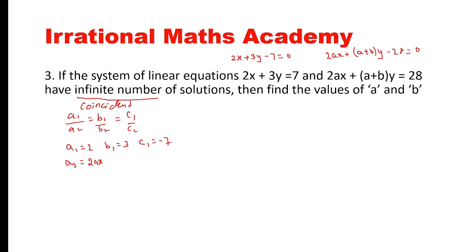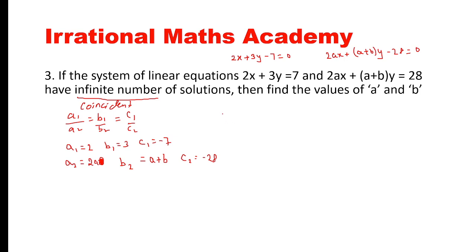2a. Don't write down x, because A2 is nothing but the x coefficient. Many times people write down 2ax, but that is not correct. Next, B2 is a plus b. These are coefficients only. Don't write down x and y along with them. And C2 equal to minus 28. Is this clear?